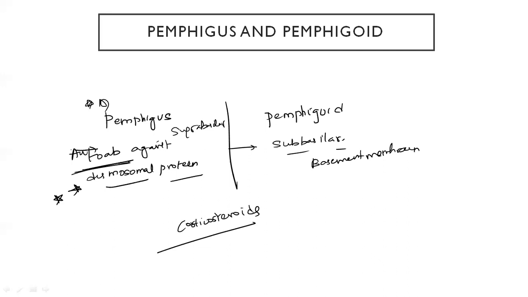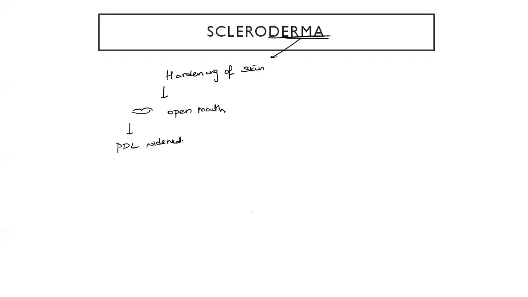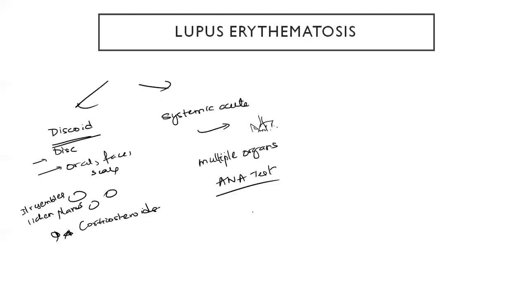I'll give a quick review. About pemphigus and pemphigoid, pemphigus is mainly suprabasilar, pemphigoid is a subbasilar lesion. In pemphigus, autoantibodies are produced against desmosomal proteins, whereas in pemphigoid, they are produced against the basement membrane. Now, scleroderma is hardening of the skin, due to which there might be different problems where opening of the mouth can be hard.